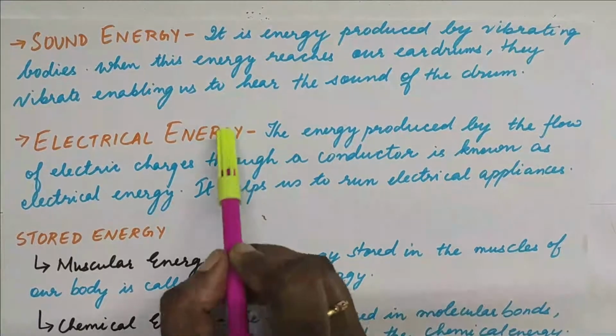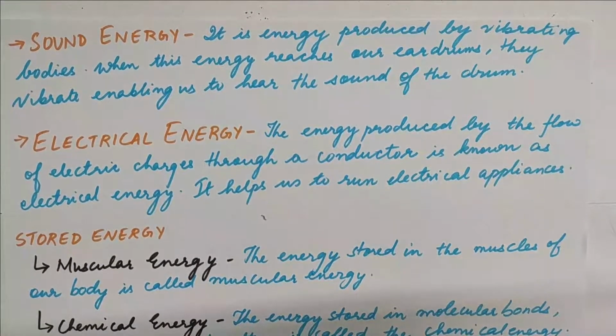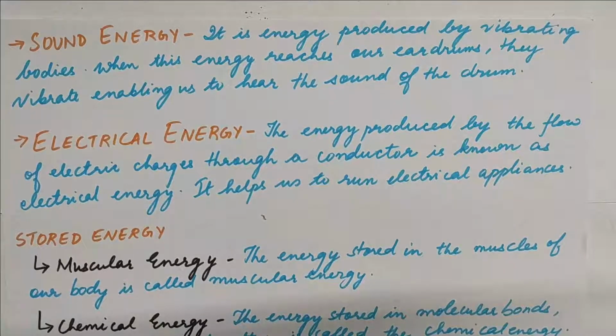The next kind of energy we are talking about is electrical energy. If you look around in your house, there are a lot of things which are working with the help of electricity. That is because of the energy which is produced by the flow of electric charges. These are electrons. You might have read in chemistry, children, about electrons, and they move around. The more electrons there are, the better the conduction, and the energy produced by this flowing electrical charge is known as electrical energy.